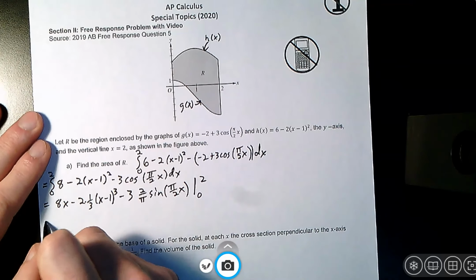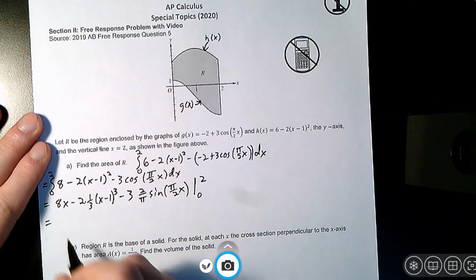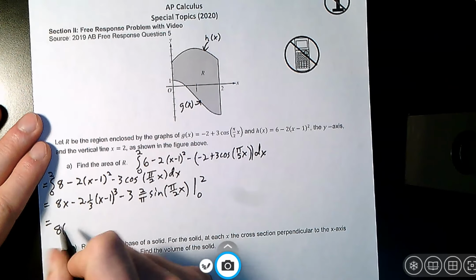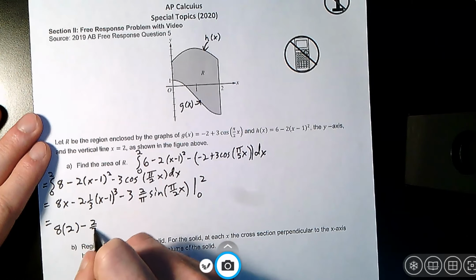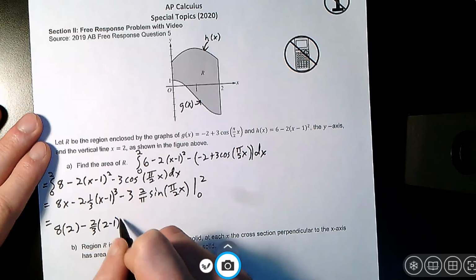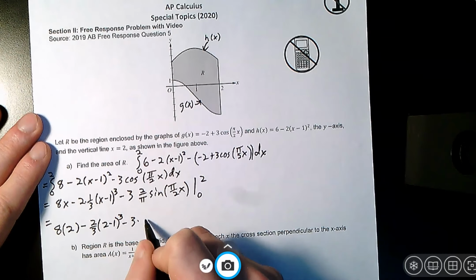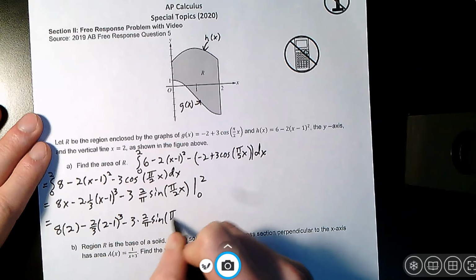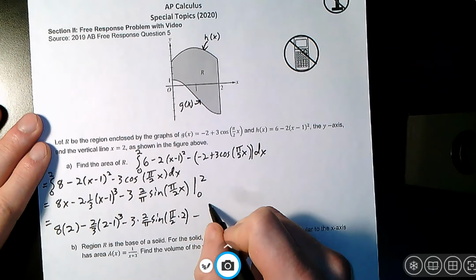One more line now to go in order to get full credit on this. I'm going to then plug in my 2 and plug in my 0. So what are we going to get? All right. So that'll be 8 times 2 minus 2/3 of 2 minus 1 cubed minus 3 times 2 over pi sine pi over 2 times 2. And then we're going to need to subtract off the whole thing.